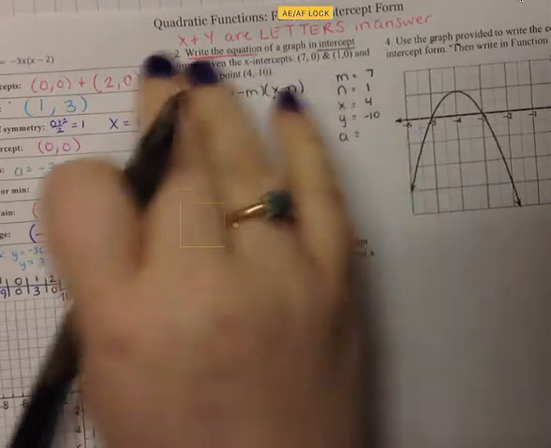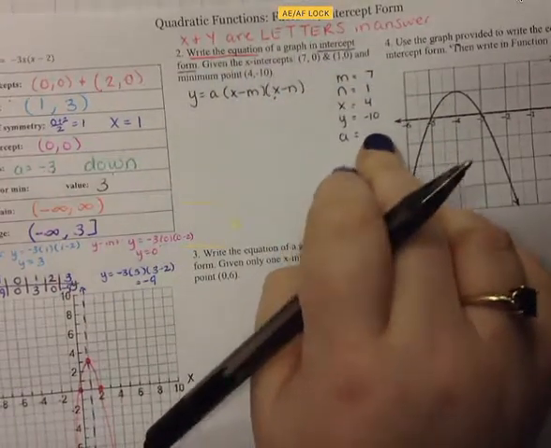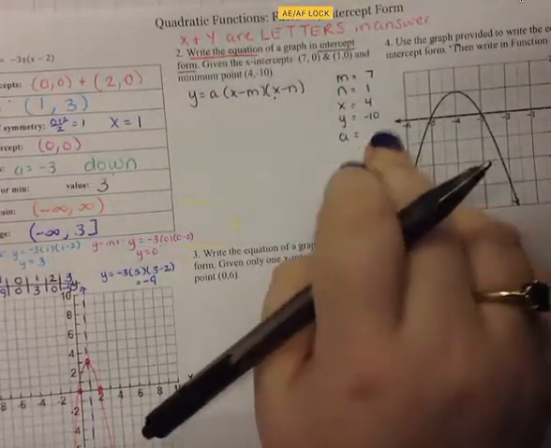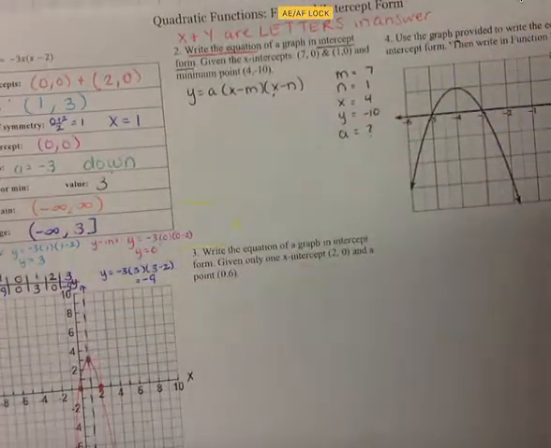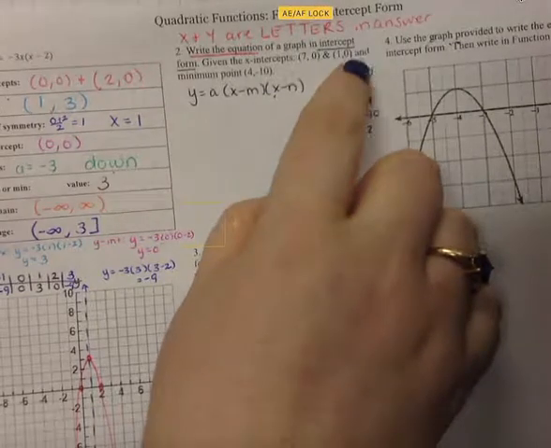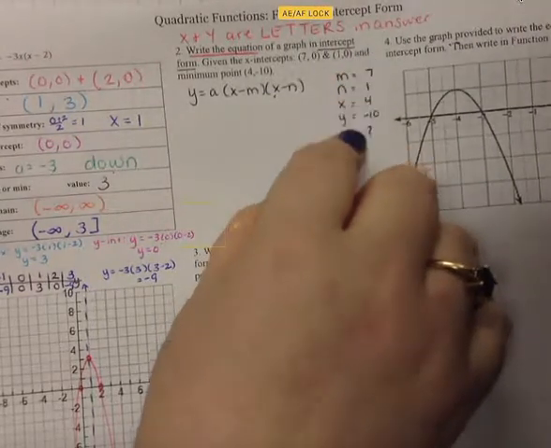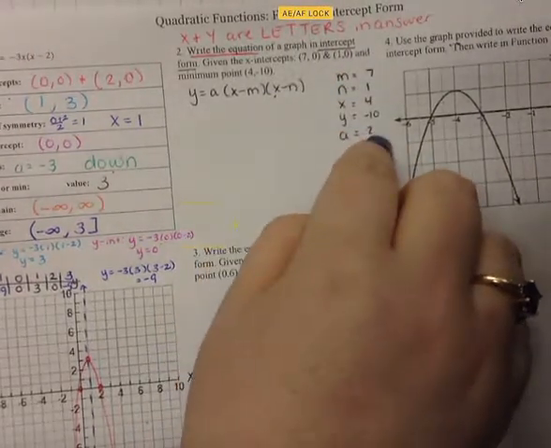But we have no other information, and we don't know what a is. And that's what we're actually supposed to find. So this is our question. This is what we're trying to find. So we'll use this information to be able to find a. So let's plug it in.